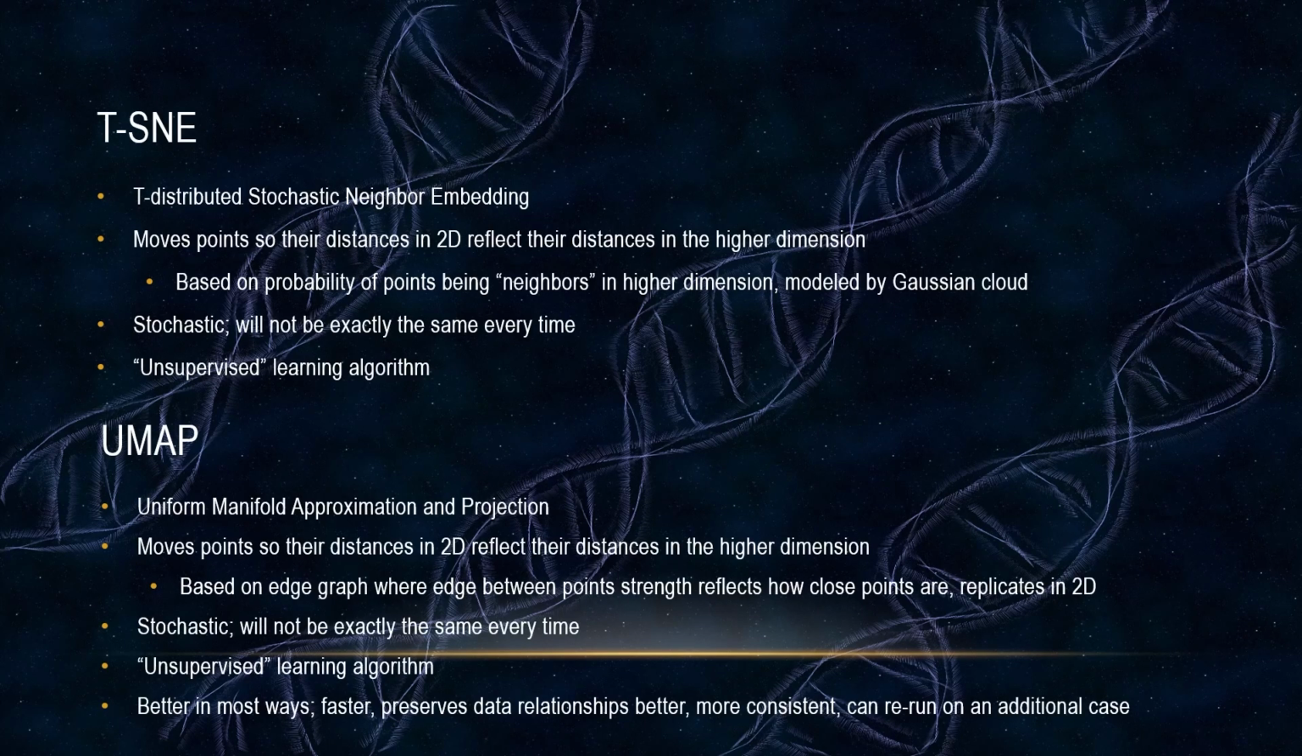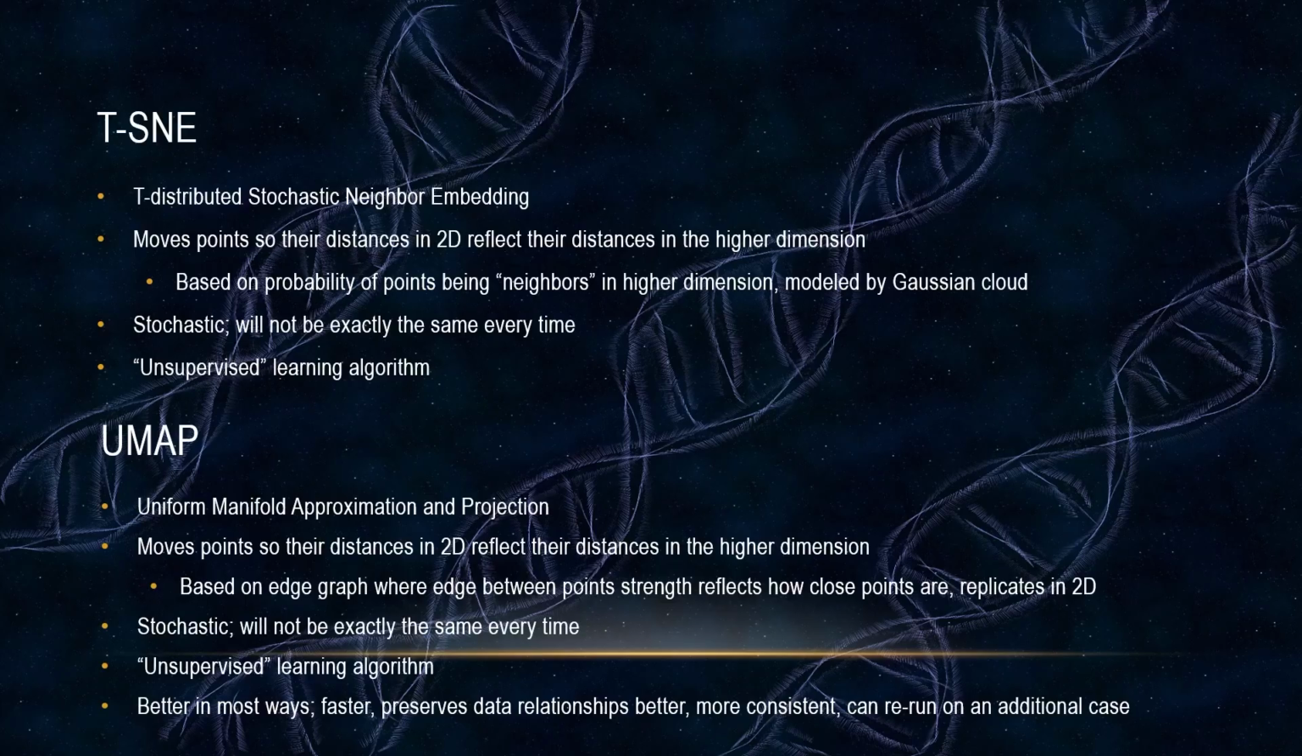So there's now a slightly better version of the T-SNE called UMAP, Uniform Manifold Approximation and Projection. It moves the points again, so their distances in the 2D plot reflect their distances in the higher dimension. It just uses different math, based on an edge graph, where the edge strength reflects how close the points are, and then it replicates this in 2 dimensions. It's also stochastic, it's also unsupervised.